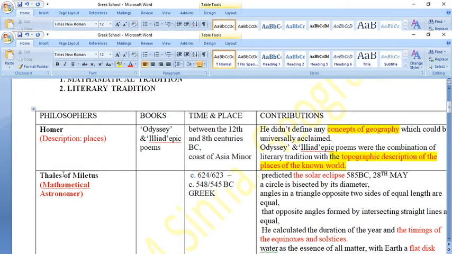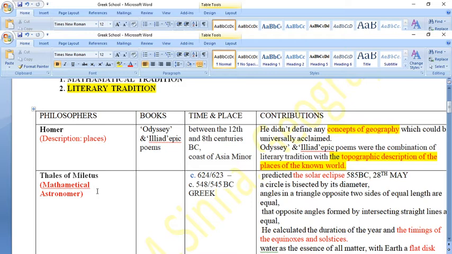Here I want to mention one thing, that the Homeric tradition of geography was the literary tradition. We are getting information from his literature. Second one is Thales of Miletus. The tradition of Thales of Miletus was mathematical or astronomical. Thales of Miletus was the Greek philosopher who described the earth.